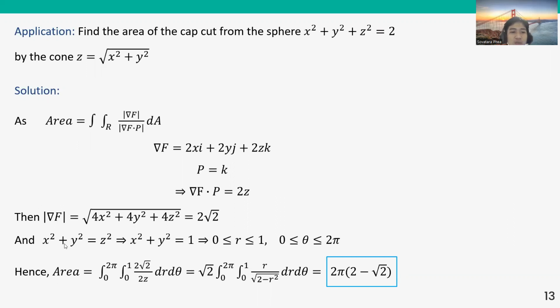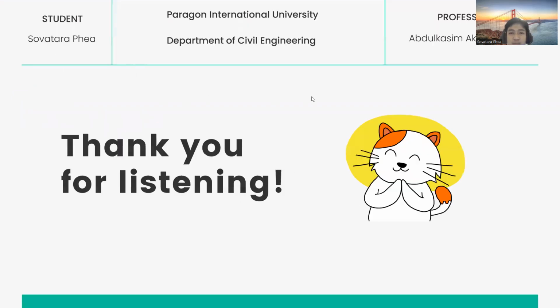And also x squared plus y squared equals z squared. So we have to find the region of r and theta from the sphere: r from 0 to 1 and theta from 0 to 2 pi. Then just using the double integral of the area of an implicit surface, the answer here is 2 pi times 2 minus square root of 2. So that's the answer of this exercise.